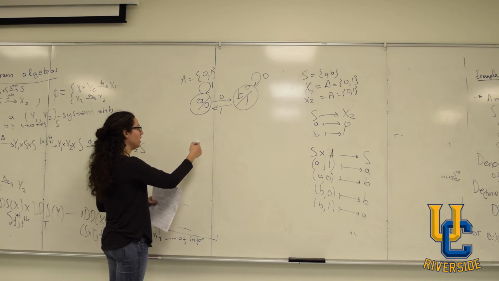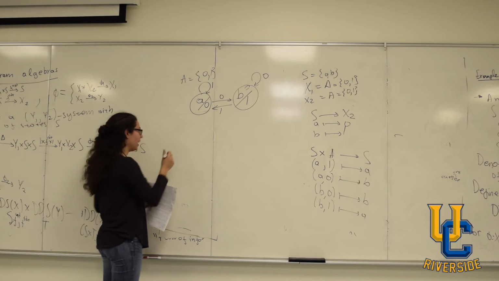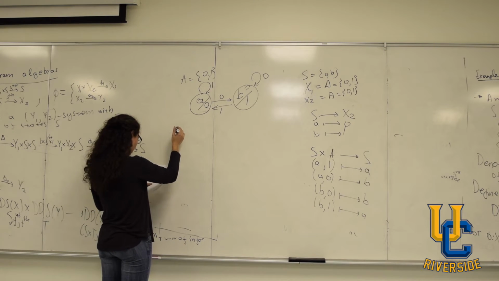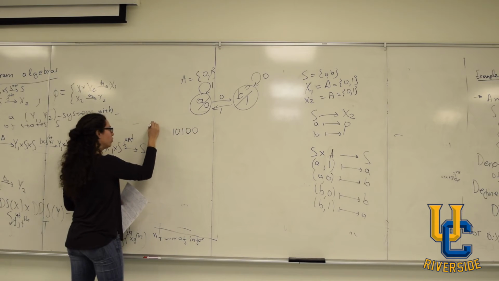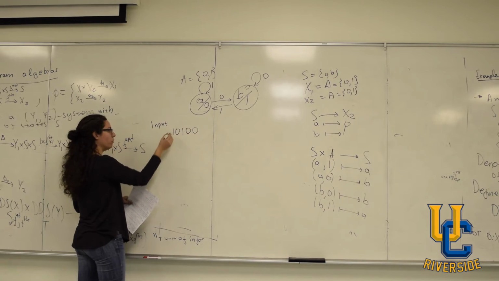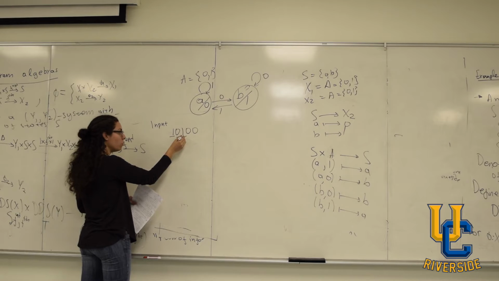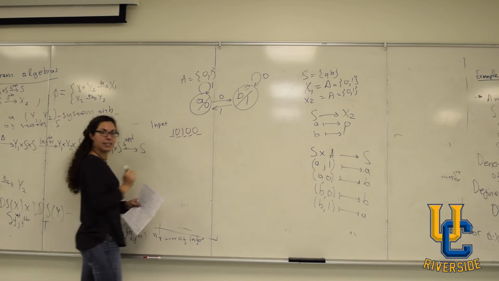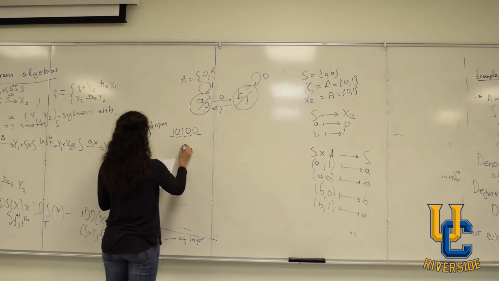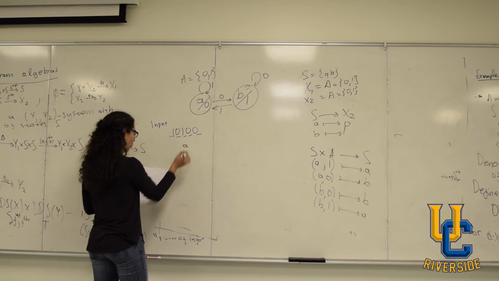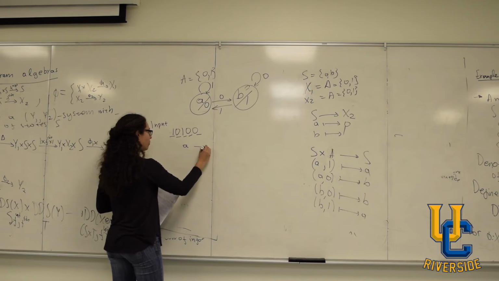Suppose I feed this machine the following series of inputs. The input string is first 1, then 0, then 1, then 0, then 0. Let's see what happens as an output. I start from A, because that's the initial state I chose, and then I'm going to do 1.